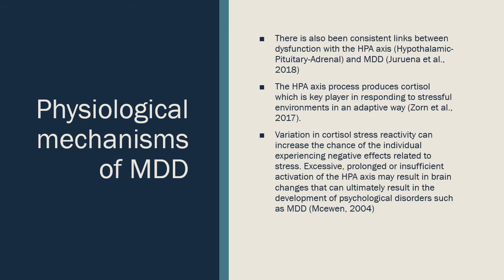There's also been links between dysfunction of the HPA axis and MDD. The HPA axis process produces cortisol, which is a key player in responding to stressful environments in an adaptable way. Variation in cortisol stress reactivity can increase the chance of the individual experiencing negative effects related to stress. Excessive, prolonged, or insufficient activation of the HPA axis may result in brain changes that can ultimately result in the development of psychological disorders such as MDD.